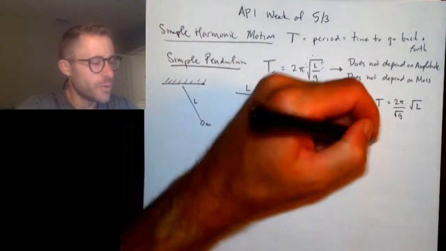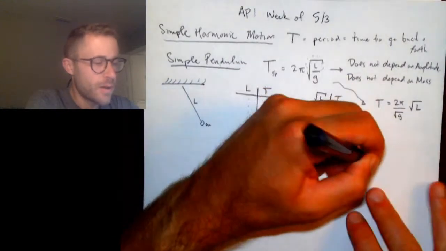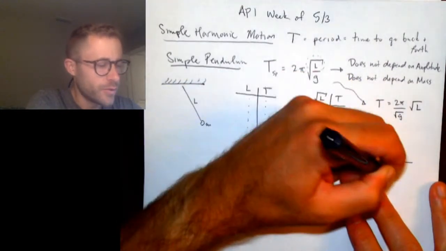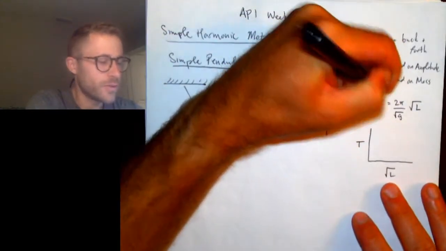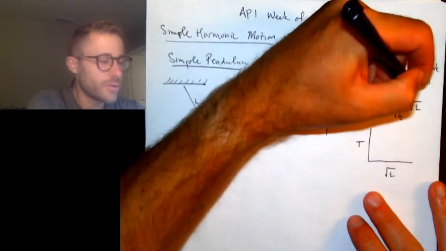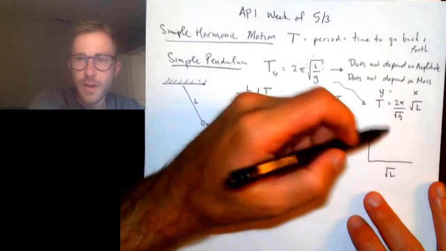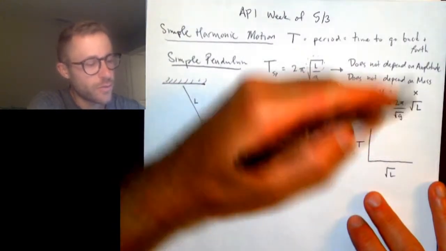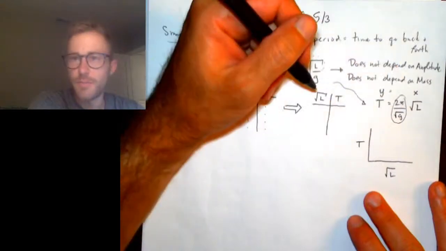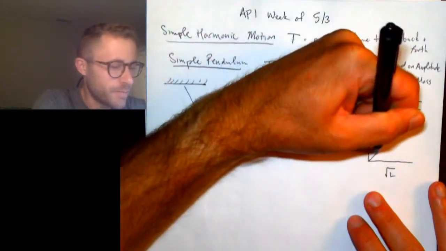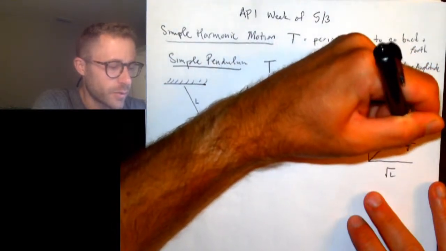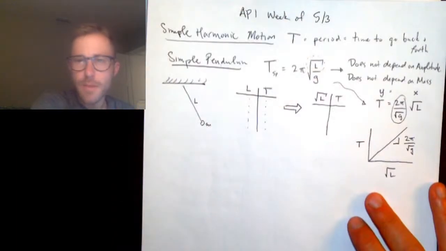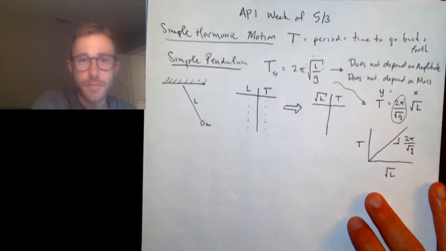If you were to graph period versus square root of L, period is on the vertical axis, so it's like y. Square root of L is on the horizontal axis, so that's like x. The thing that multiplies x is the slope. So it's going to be a straight line, and the slope of that straight line is 2 pi over square root of g. So the slope is related to the acceleration due to gravity.